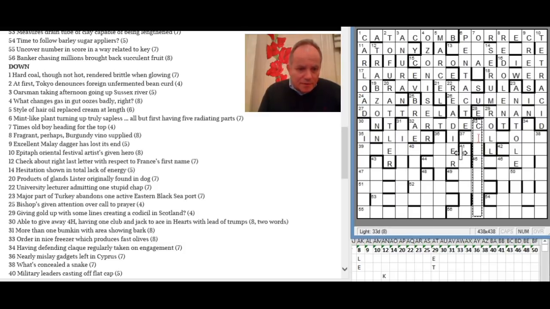33 down, beginning with C. Order in nice freezer, which produces fast olives. Order could be O-M, order of merit, in nice freezer, which produces fast olives.